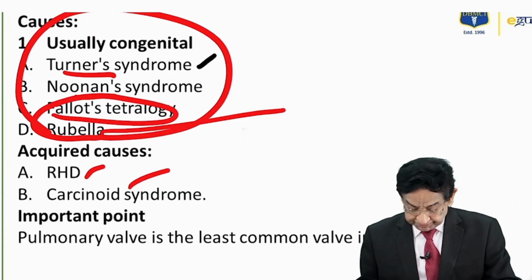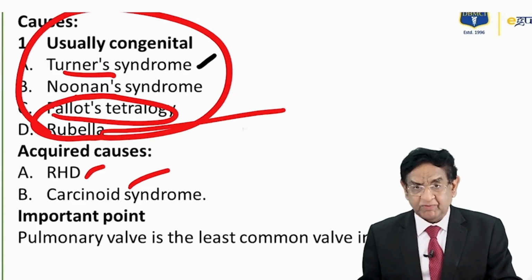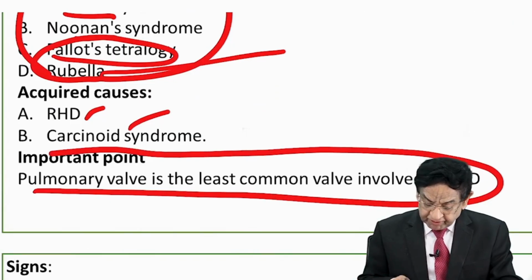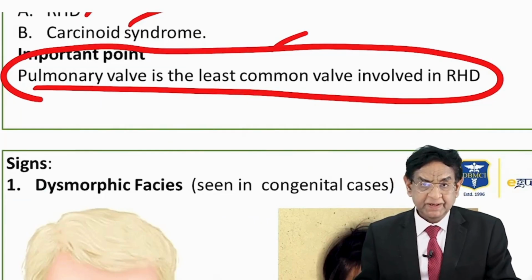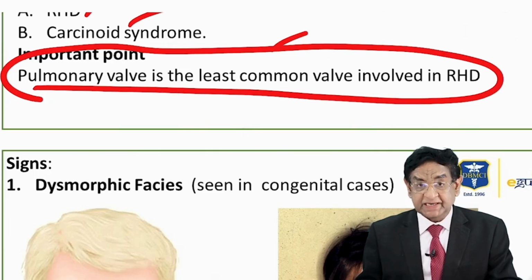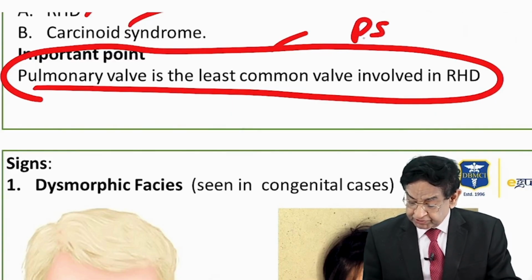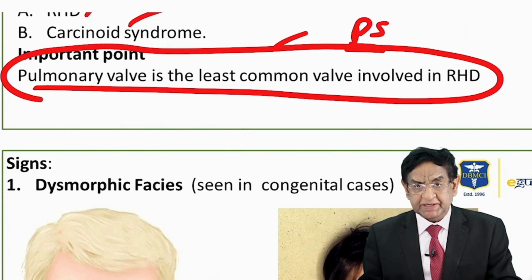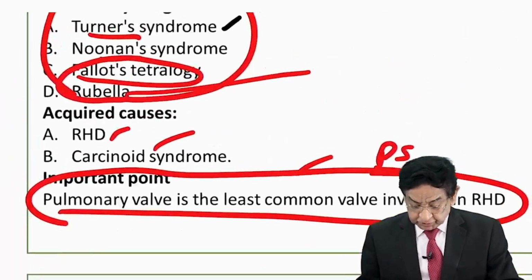But one thing is there. You notice that in RHD, every valve can be involved. But a very important point: the pulmonary valve is the least common valve involved in rheumatic heart disease. Point to be noted very carefully. A very commonly asked question, which valve is least likely to be involved in rheumatic heart disease, is the pulmonary valve, pulmonary stenosis to be more precise. The patient can have pulmonary regurgitation, but that is secondary to pulmonary arterial hypertension. So, causes.